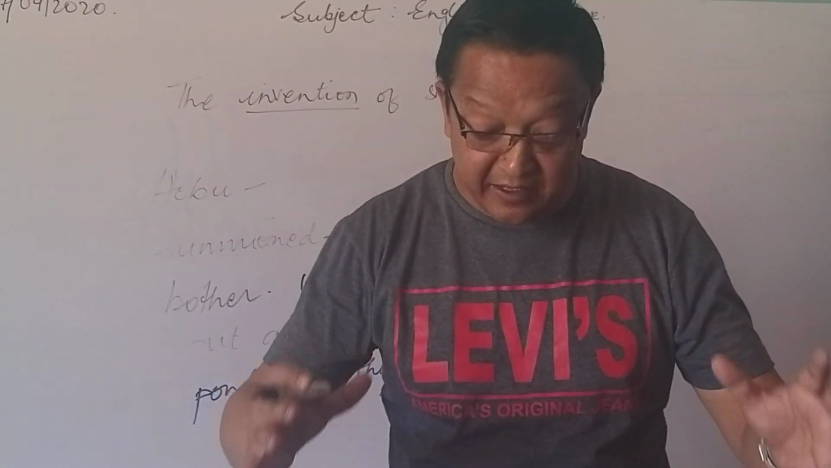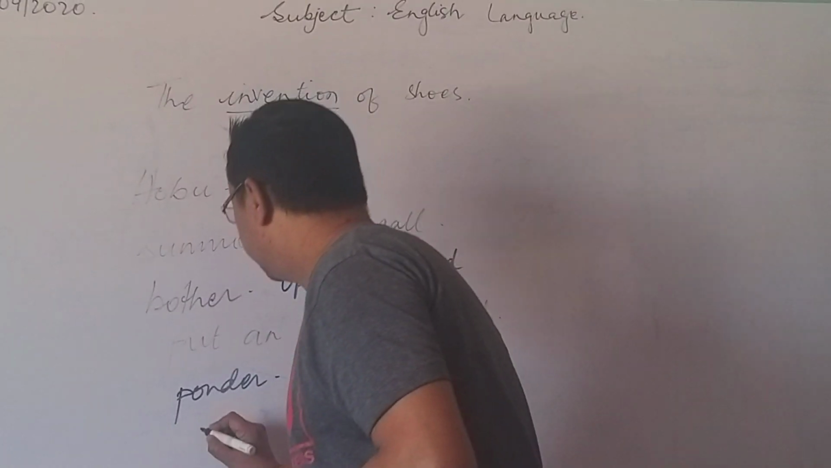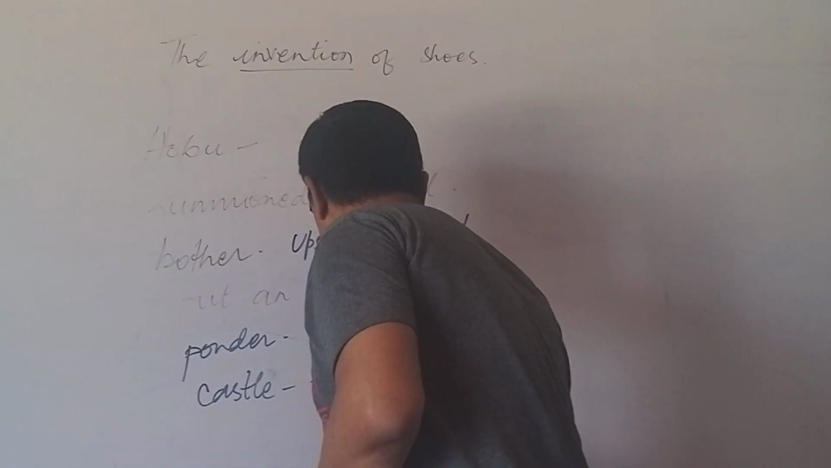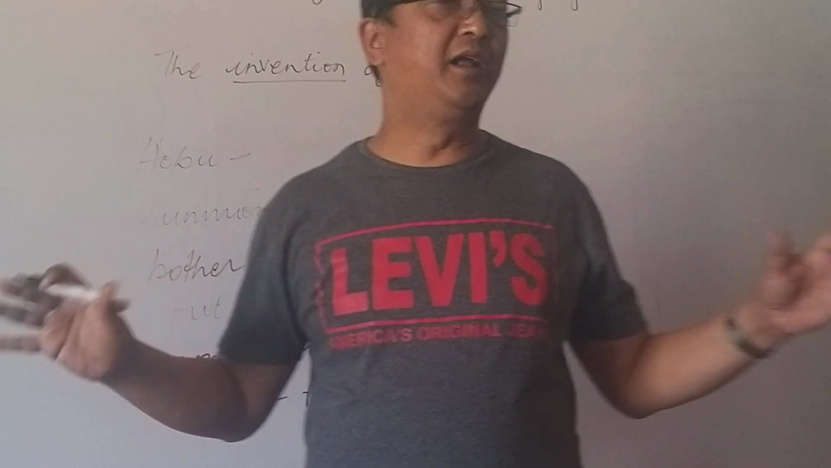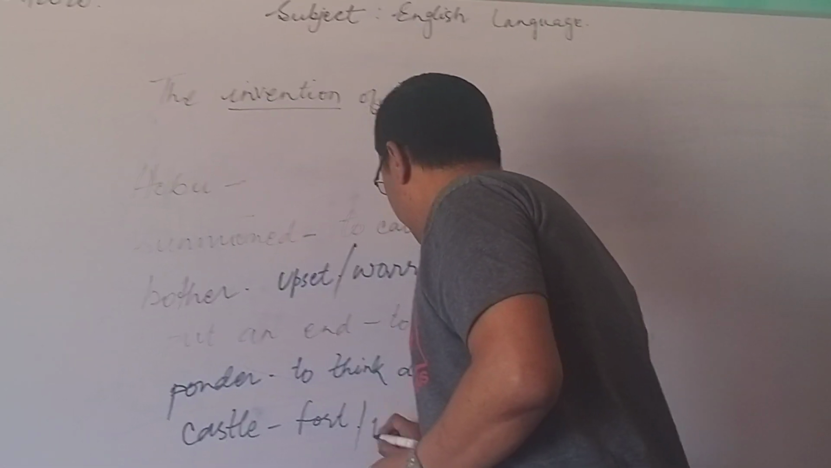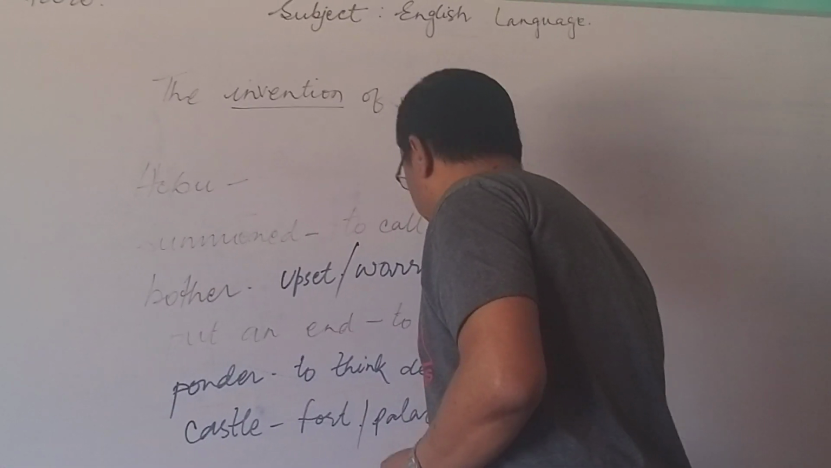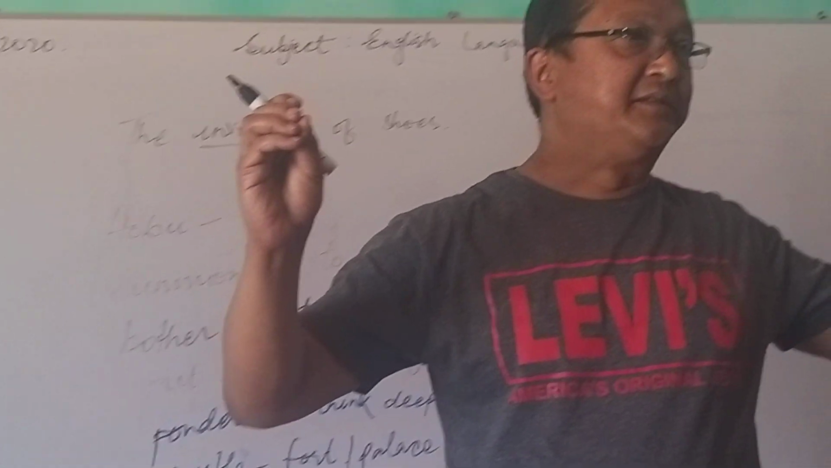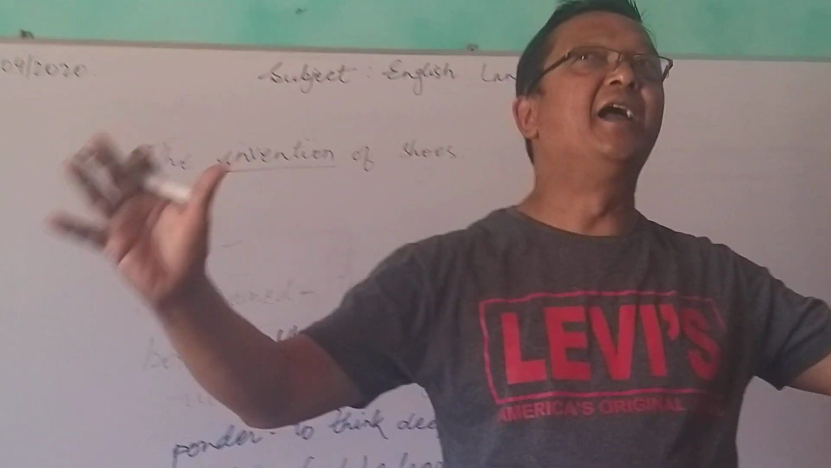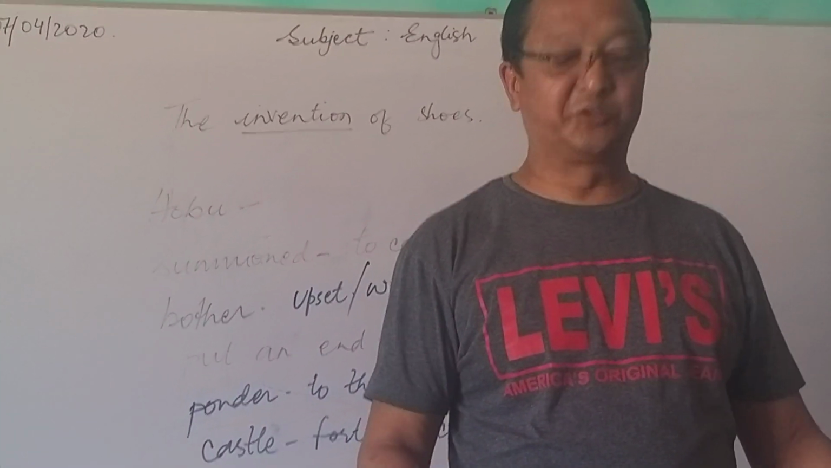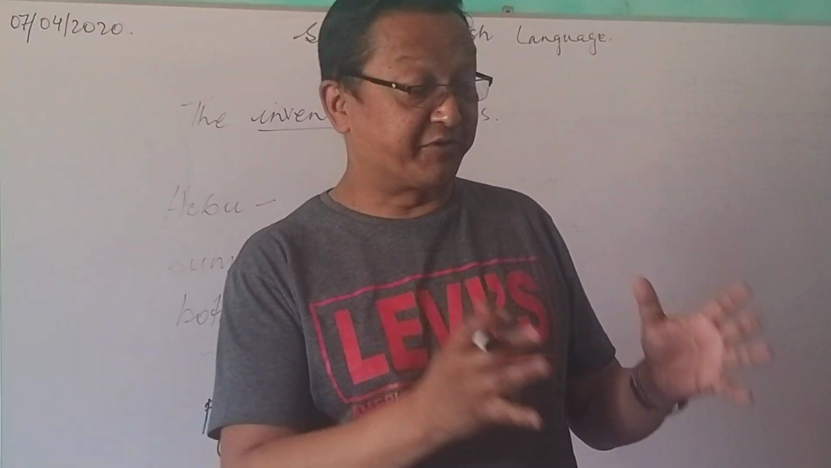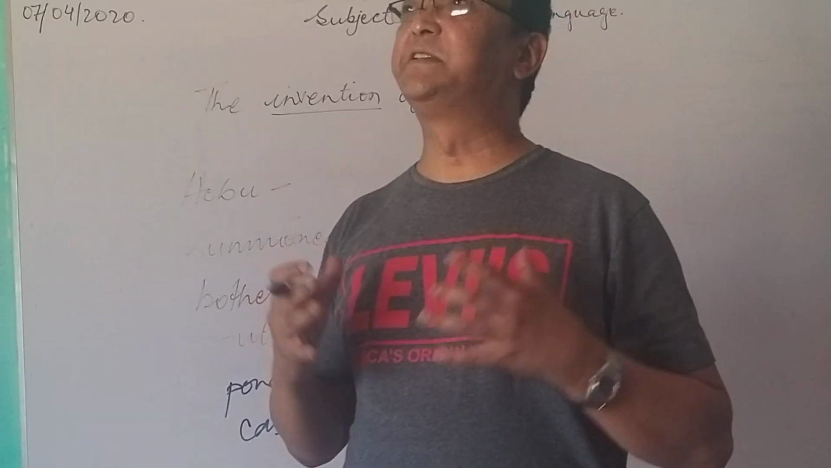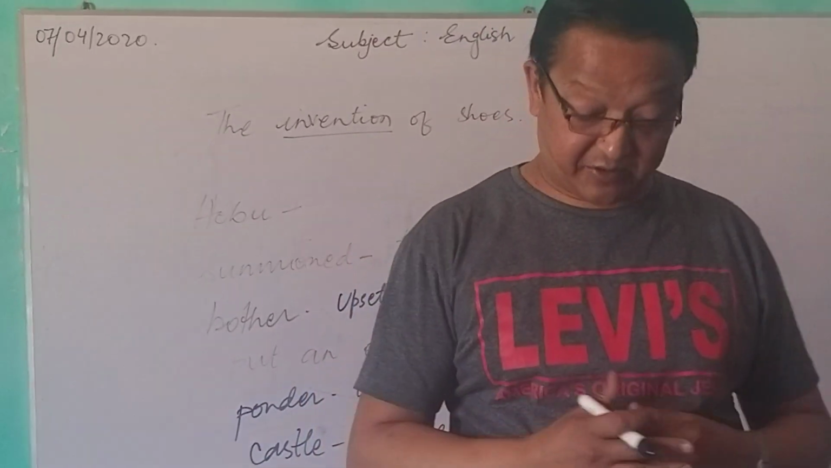Now, in the castle. Castle means fort, killa, mahal. We can say palace also. So in that castle, everyone started crying. After a great announcement by the king, they all started crying.